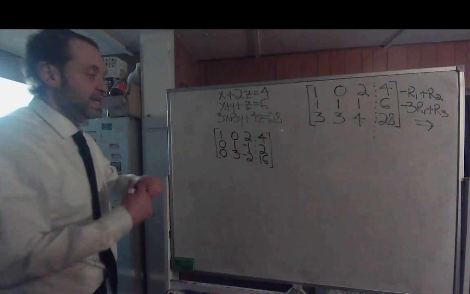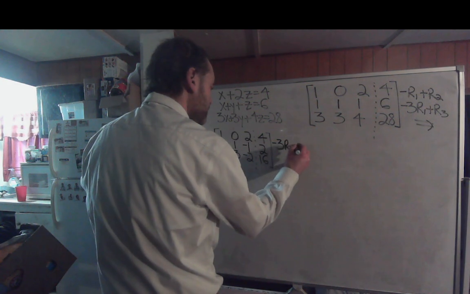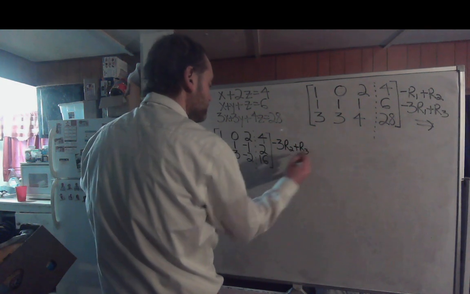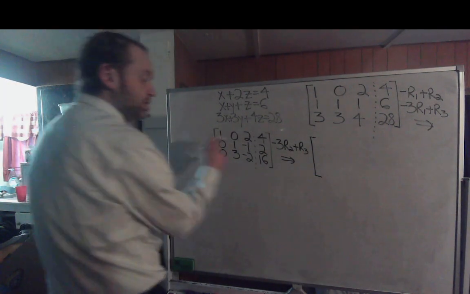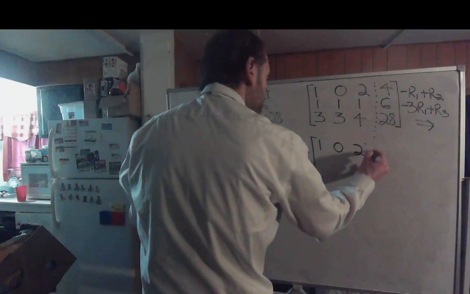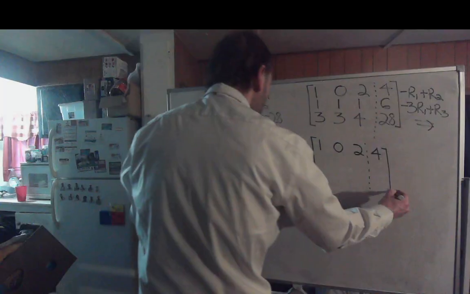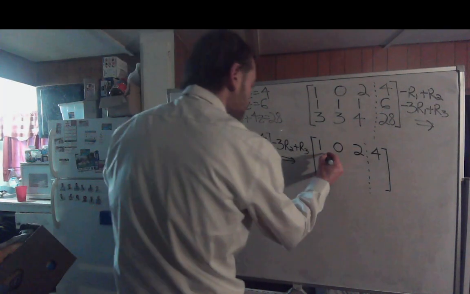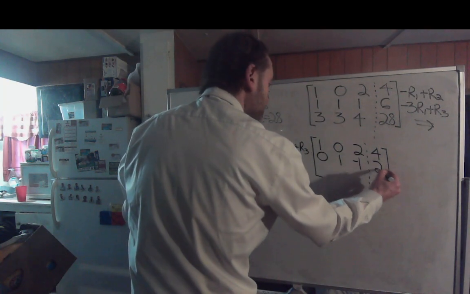So if we take negative 3 times row 2 and add that to row 3, we should be able to make that happen. So row 1 gets left alone. You have 1, 0, 2, 4. Row 2 gets left alone. You have 0, 1, negative 1, 2.